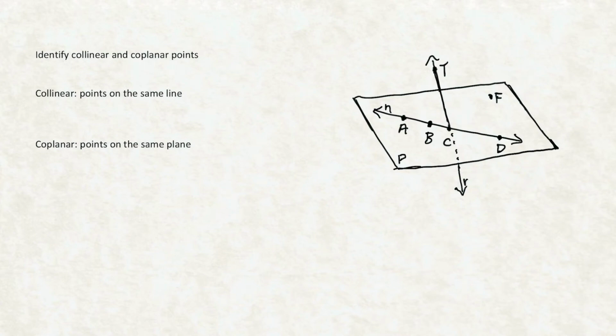Hi, I'm Arlene, and today we will be identifying collinear and coplanar points. As shown on the screen, collinear points are points on the same line, and coplanar points are points on the same plane. I'll give you 5 minutes to try to find as many collinear and coplanar points as you can.